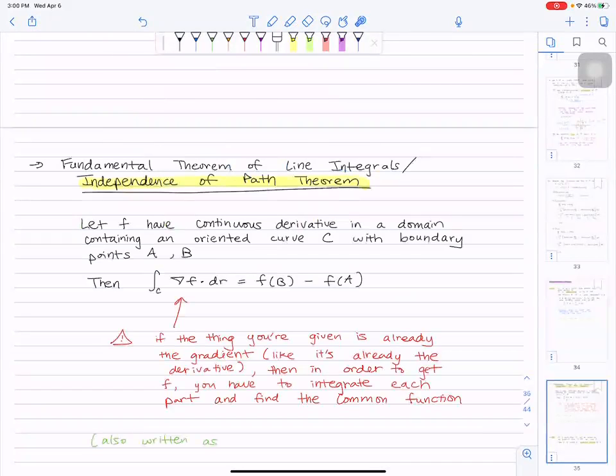And so now we get to the independence of path theorem, which uses the fundamental theorem of calculus a little bit. It says that if f has some continuous derivative, so it's some function, and you have a start point and an end point, boundary points, then the integral of your gradient f dot dr is going to be f of your endpoint, so evaluate your endpoint in f, minus you evaluate your starting point in f.